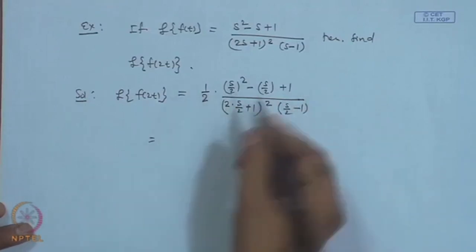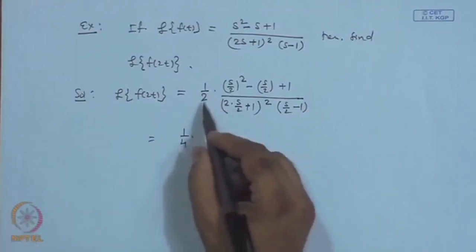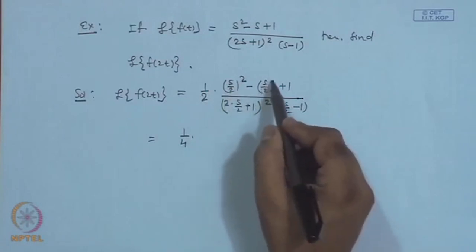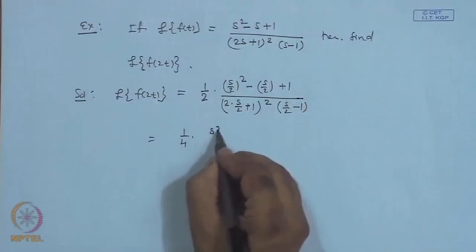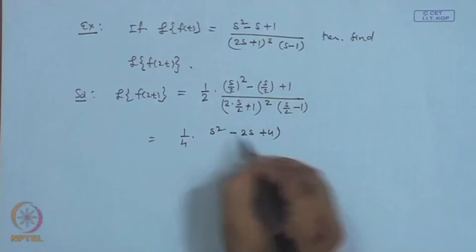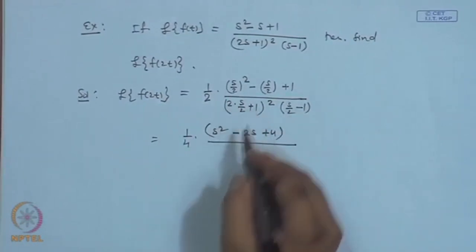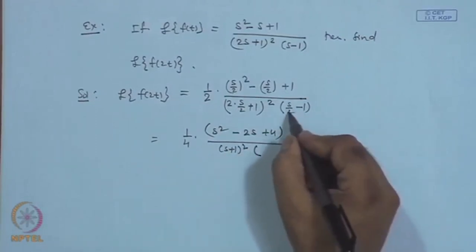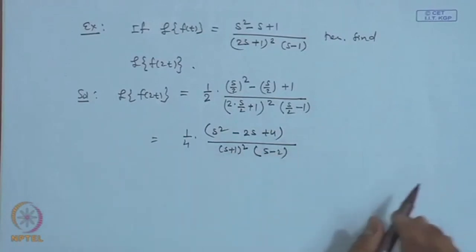So, this we can simplify and we will get 1 over 4 here, because you have the s square over 4 minus s over 2 plus 1 and there also. So, we simplify this to get s square minus 2 s plus 4 over (s plus 1) whole square and (s minus 2).